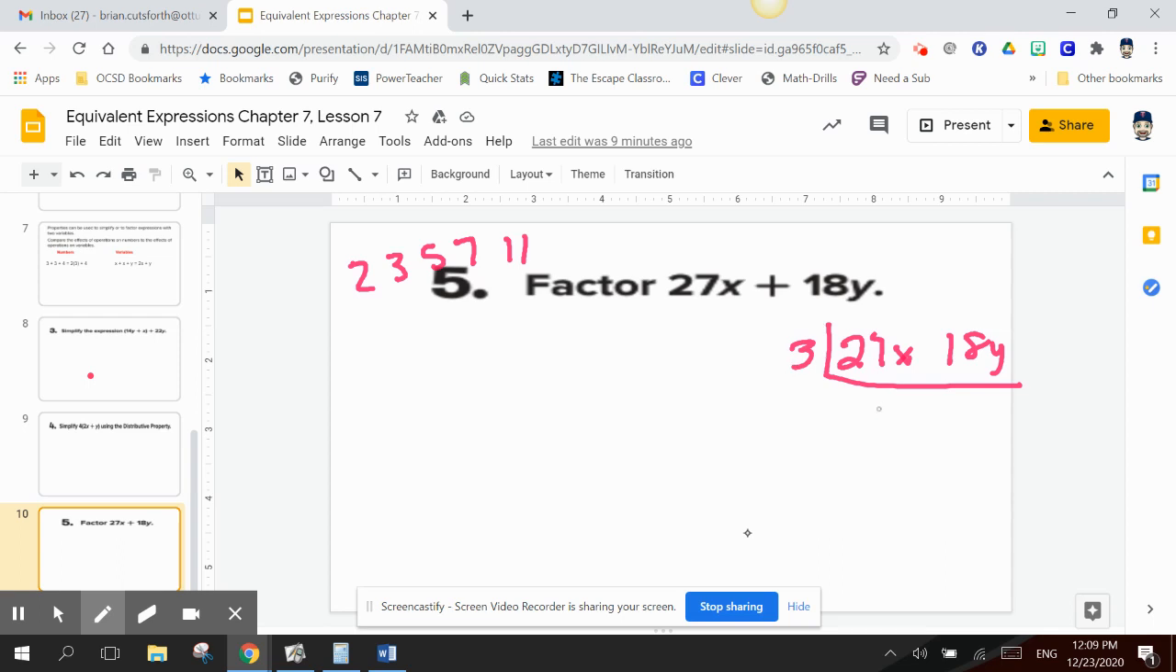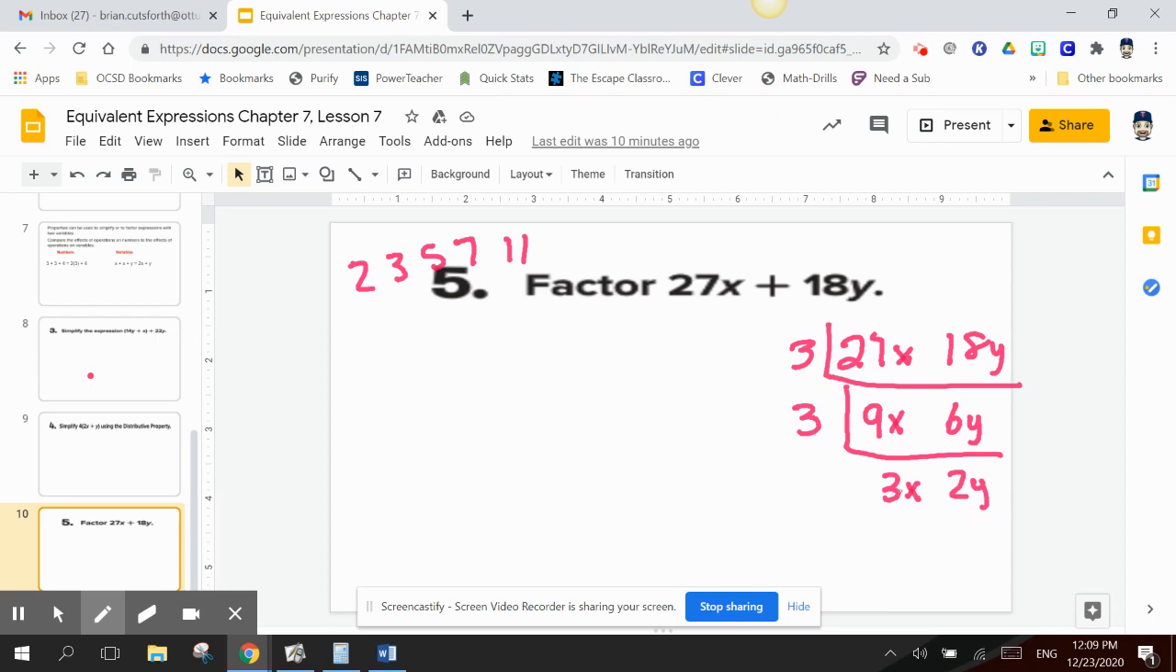3 times 9 is 27. So 3 times 9x would be 27x. 3 times 6 is 18. So 3 times 6y would be 18y. But I also know that 3 goes into both 9 and 6. 3 times 3 is 9, so I have 3x. And 3 times 2 is 6, so 2y.